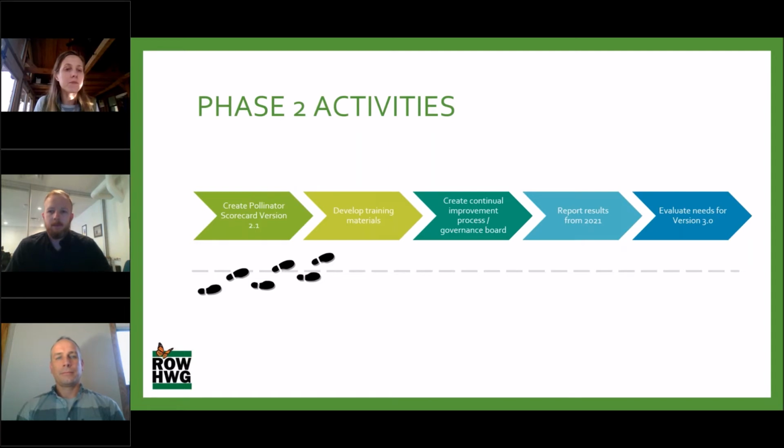But then as far as next steps, we envision also creating a more formal continuous improvement process or a governance board that will help shape the future development of the Pollinator Scorecard as we move forward. We also really hope to have a strong push next year to gather and monitor pollinator habitat across the country and use those results to help inform any trends or patterns that we see, as well as potentially evaluate modifications or revisions to the scorecard in the future.